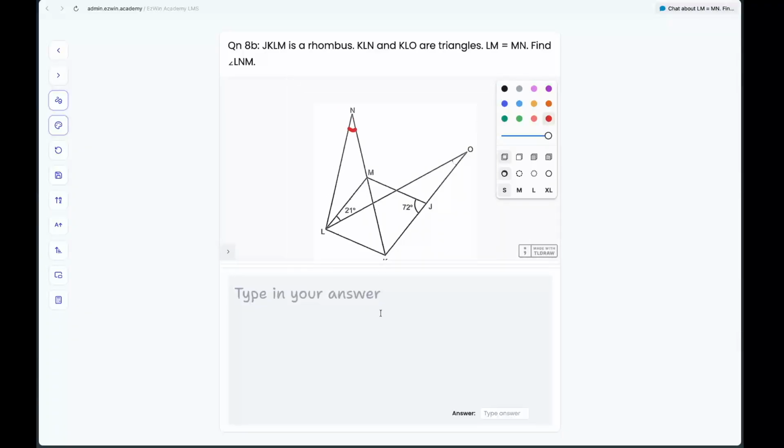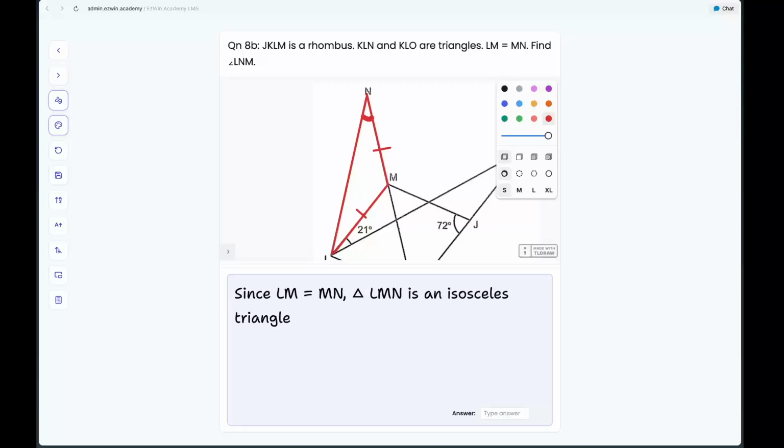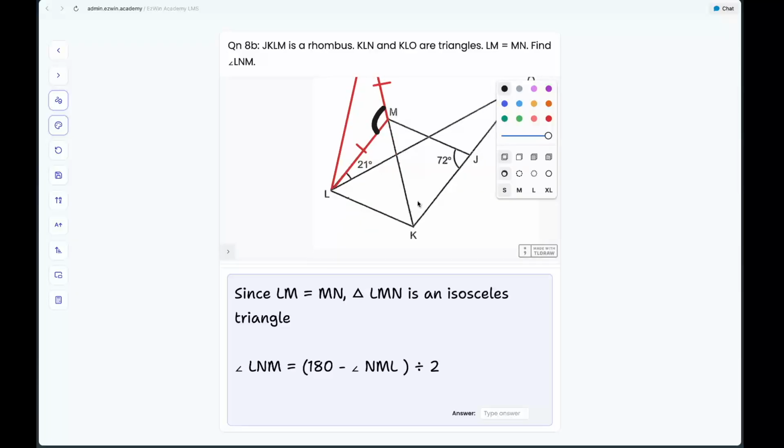If you look closely at LNM, what kind of shape is it part of? If you look at the question, LM is equal to MN. Let me just highlight that: LM the same as MN. So that means this triangle is an isosceles triangle. Which means that to find LNM, it is basically 180 minus angle NML, which I'm going to put in black. So for NML, how do you find NML?